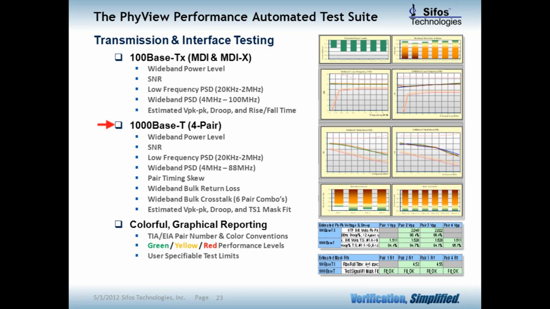1000 base T tests report wideband transmit power, residual distortion, low frequency PSD, wideband PSD, pair timing skew, wideband return loss, wideband crosstalk, and estimations for peak-to-peak voltage, pulse droop, and test signal number 1 mask fit. Graphics colorfully annotate performance using green for excellent, yellow for marginal, and red for problem performance levels. PSD plots color code pairs using TIA-EIA conventions for twisted pair numbers and insulation colors. PSD test limits are also plotted.